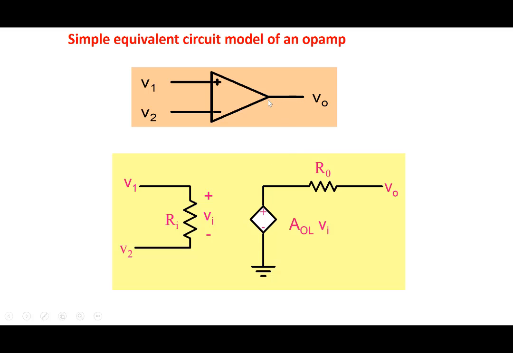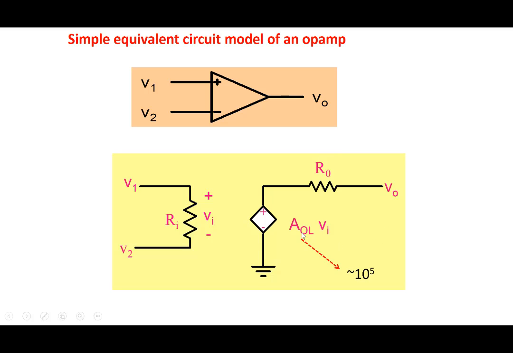And from the output side, the op-amp V0 is sensitive to V1 and V2. So the op-amp is represented by this voltage dependent voltage source, A0L times Vi. Note that Vi is the difference between the two, V1 minus V2. So it's a difference amplifier. So we are taking it as an ideal difference amplifier. So the output voltage depends only on the difference of the two, V1 minus V2, which is represented as Vi. And A0L is what we call the open loop gain. OL refers to open loop gain of the amplifier. And R0 is the output resistance of this particular op-amp here.